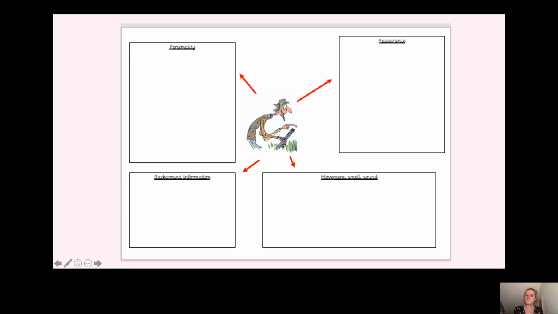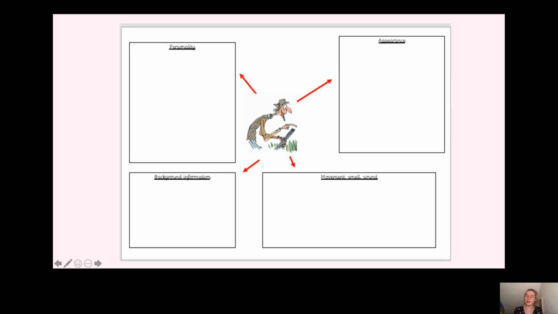Now remember, you don't need to describe absolutely everything about their personality, their background information and their appearance, okay? Just choose 3 or maybe 4 things about their appearance to really describe, and a few things about their background, and a few things about their personality and movement and smell and sound. Okay, so do not think of too much, because we want to have less but of a really good quality, including similes and expanded noun phrases.